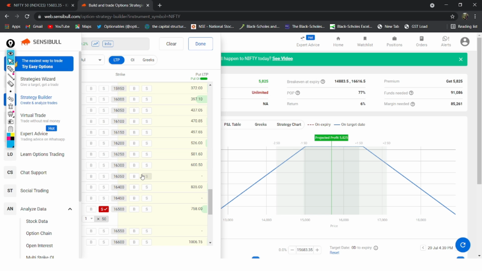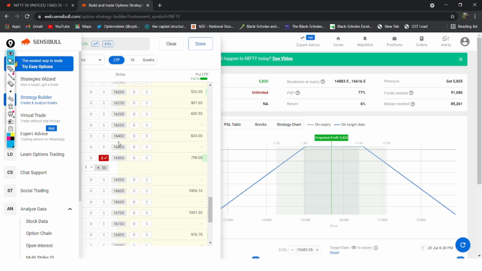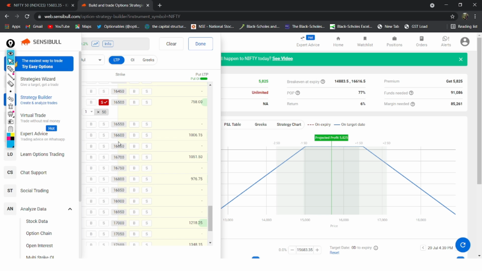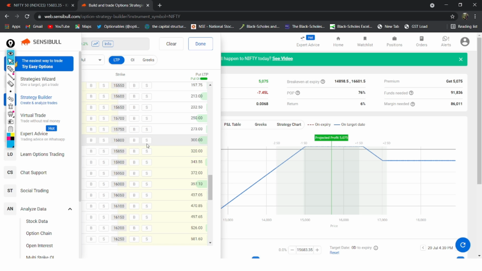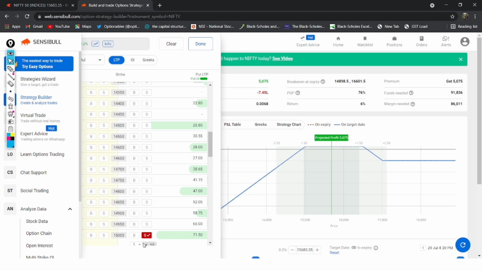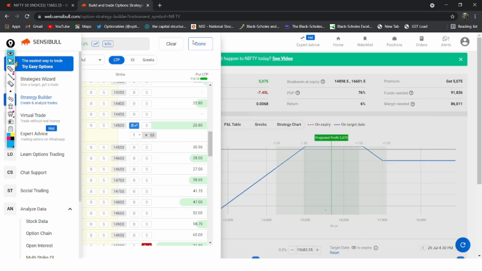So always make a point to hedge, because in case of a wild gap up or gap down due to any circumstance, this hedge leg will definitely be saving you a lot of money. So we are going to purchase a hedge leg at 17,000, which is 500 points away. And even on the downside, we are going to go 500 points away and purchase at 14,500.